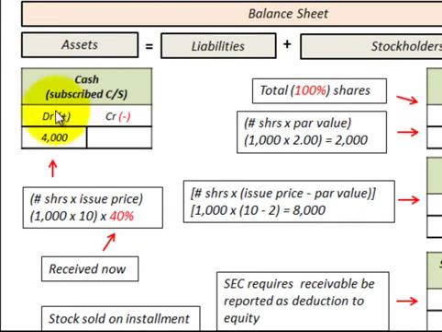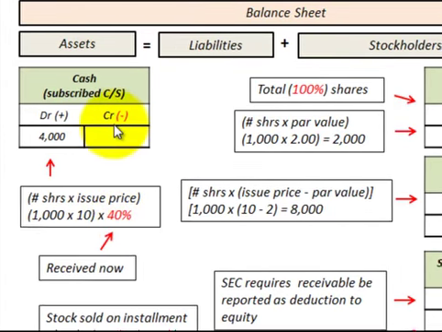And then going over to our asset side of the balance sheet for our cash account, we'd be increasing our cash account by the number of shares times the issue price, or that agreed price that we agreed to sell that stock at, times the percentage that we want as a down payment. In this case it's 40%, and that's what we're going to receive now.